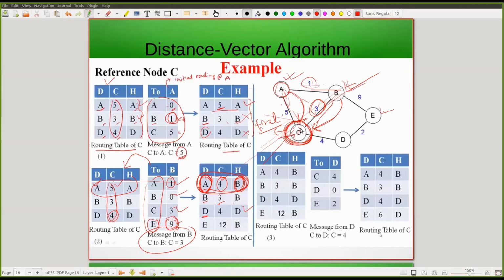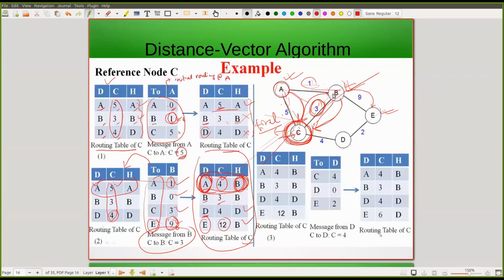From C, the cost of going from C to B is 3, plus the cost of going from B to E is 9. So 9 plus 3 is 12. The new cost of going to E is becoming 12 via B. This is the new information I have learned from B. So the table that I have received from the B node at C node, finally, is my routing table at C after receiving the distance vector from B.